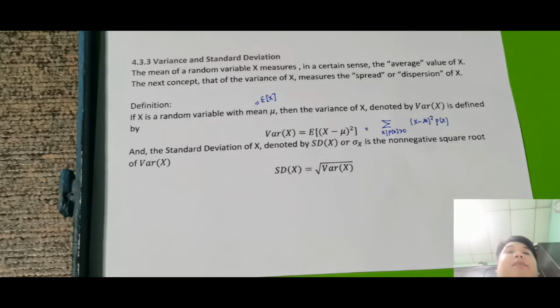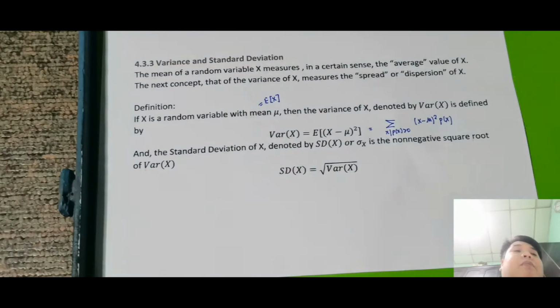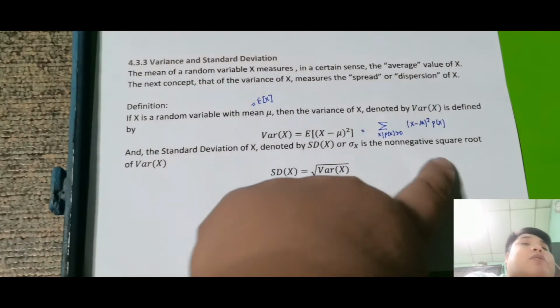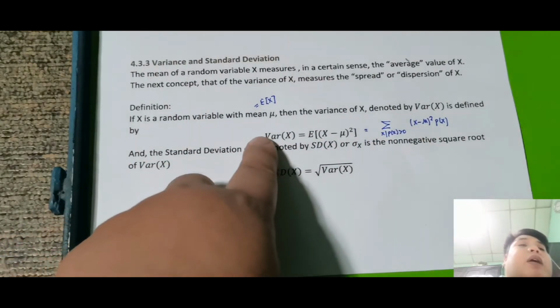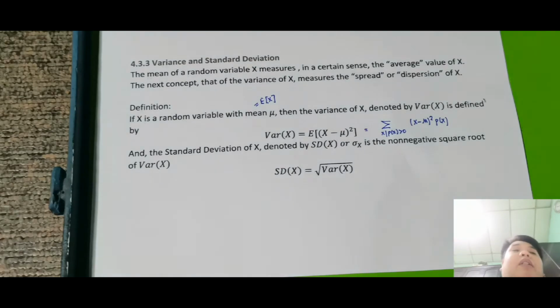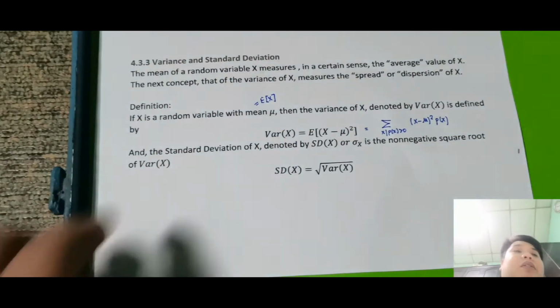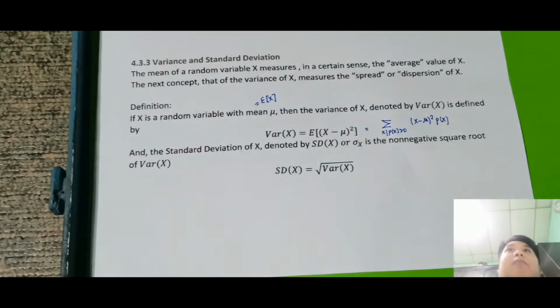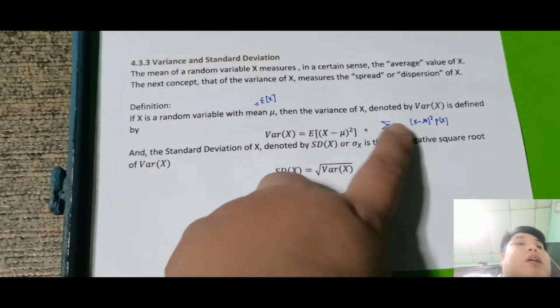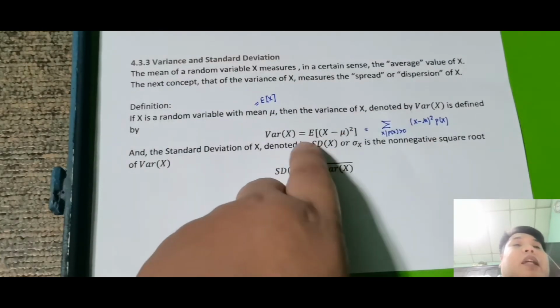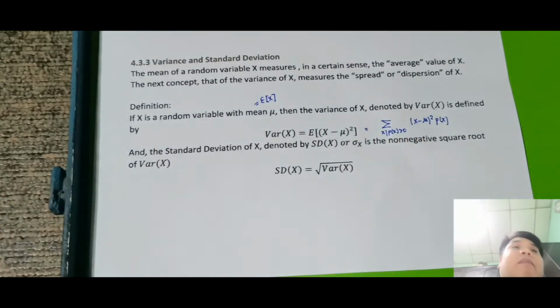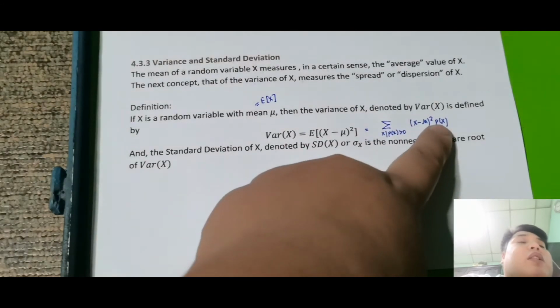Now, the standard deviation of x, denoted by SD of x, or by this symbol sigma of x, sigma of the random variable x, is the non-negative square root of Var(x). Meaning, once you get the variance, just take the square root, and that is the standard deviation. Remember that. So this is the formula. Actually, it's not the alternative formula, this is the formula, and it is the same as that one. Sir, why did it become like that? Because it is already an expected value. By the definition of expected value, in proposition 4.1, I applied it. So what happened? That's (x minus mu) squared times p of x.